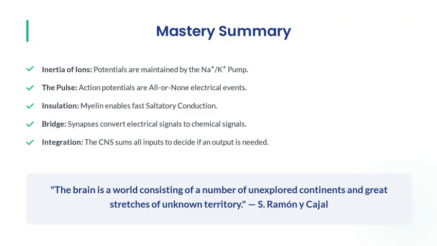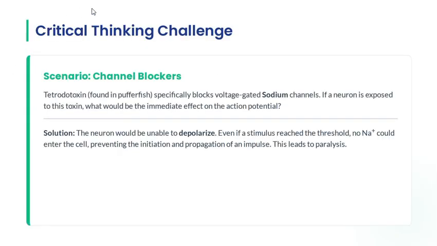We're gonna go over a critical thinking challenge. You gotta use your noggin sometimes. The scenario: channel blockers. Tetrodotoxin found in pufferfish specifically blocks voltage-gated sodium channels. If a neuron is exposed to this toxin, what would be the immediate effect on the action potential? I'll give you a couple seconds.